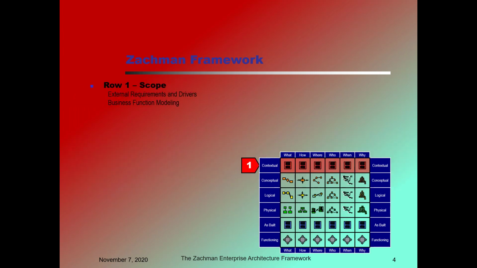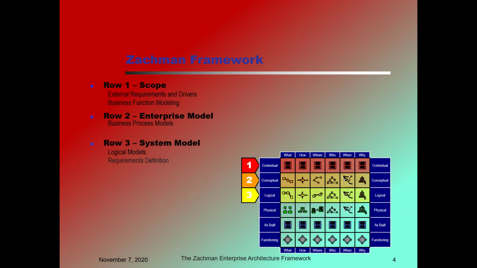The first thing we're going to understand is that the Zachman framework has roles. Role 1 is about scope, external requirements and drivers, business function modeling. The second role, the enterprise model, deals with business process models, talking of conceptual view of this. The third role deals with logical system models, requirement definitions, and so on and so forth.